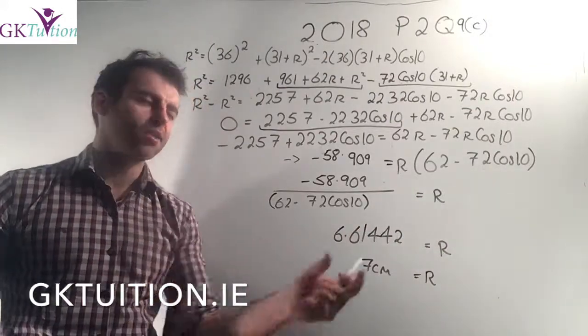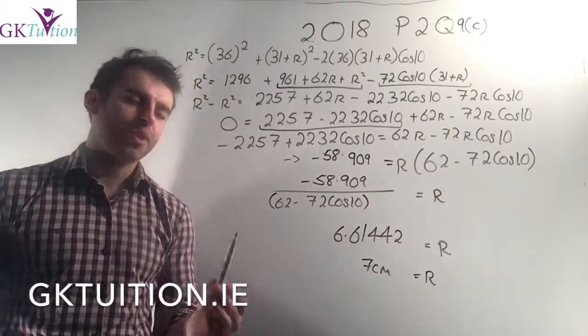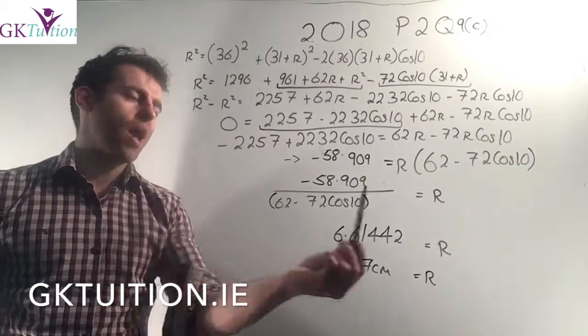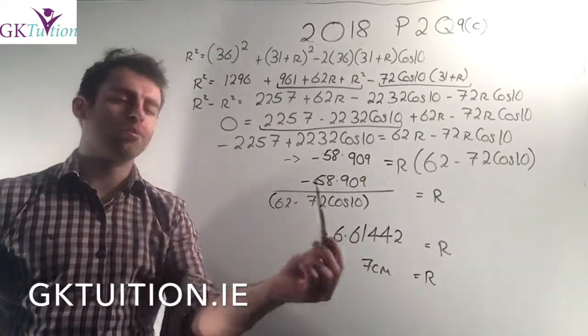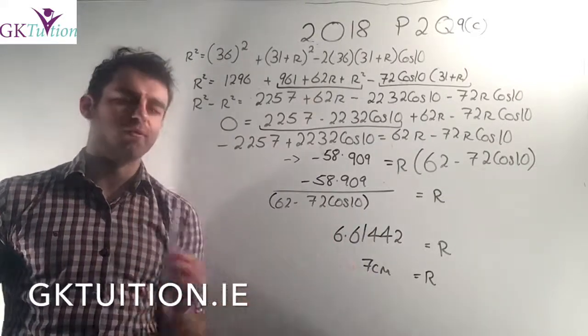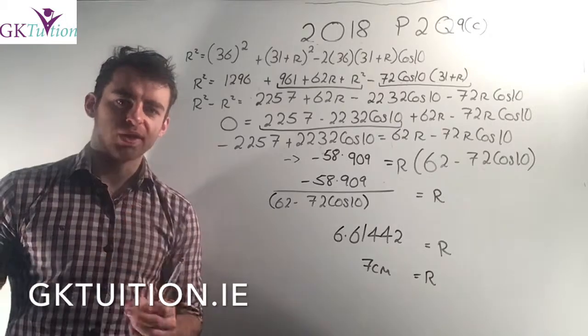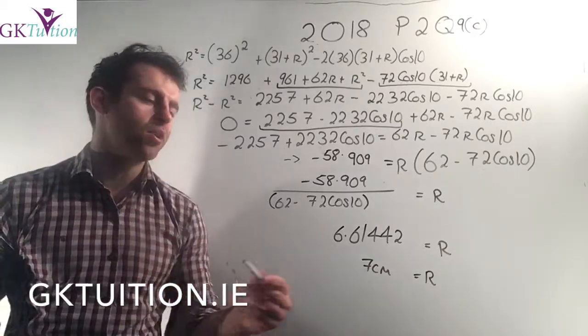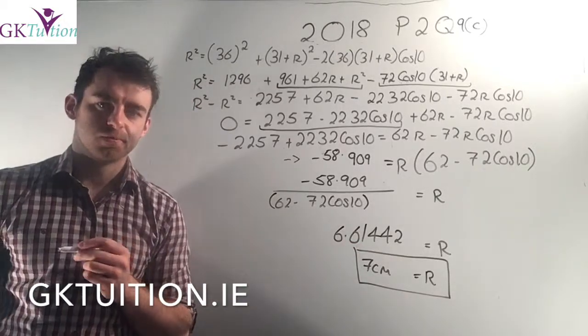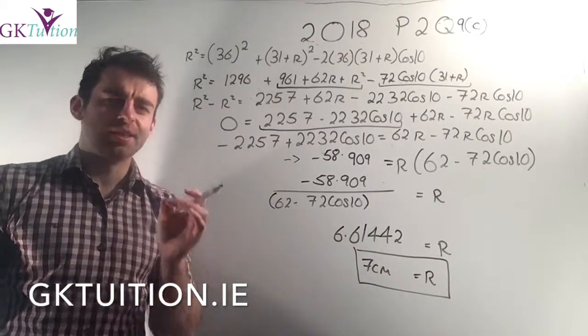If you divide the right-hand side by the bracket, you just get OR. If you divide the left-hand side by the bracket, you just get this fraction. Now I'm happy out. I've got OR on its own, and these are all numbers, so I can just plug them into my calculator, and I get OR is 6.61442. But the question asked you to leave it to the nearest centimeter, so your final answer is that OR is equal to 7 centimeters.